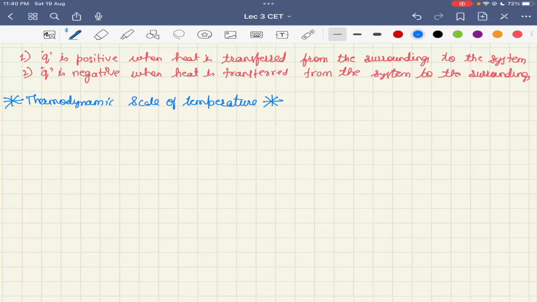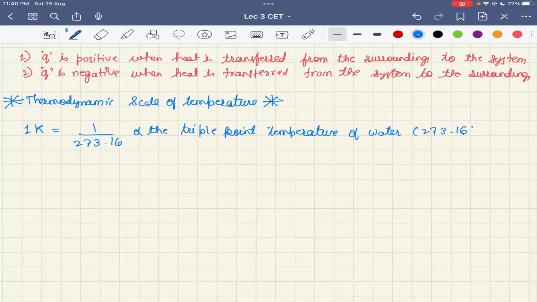Okay, so let us write this down. 1 Kelvin is nothing but 1 by 273.16 of the triple point temperature of water, which is 273.16 Kelvin.